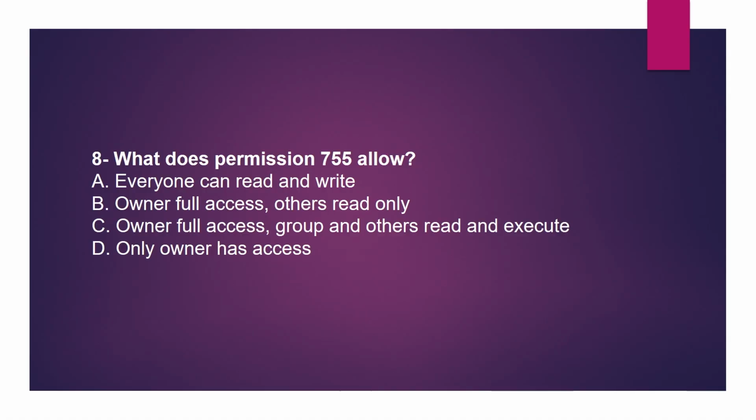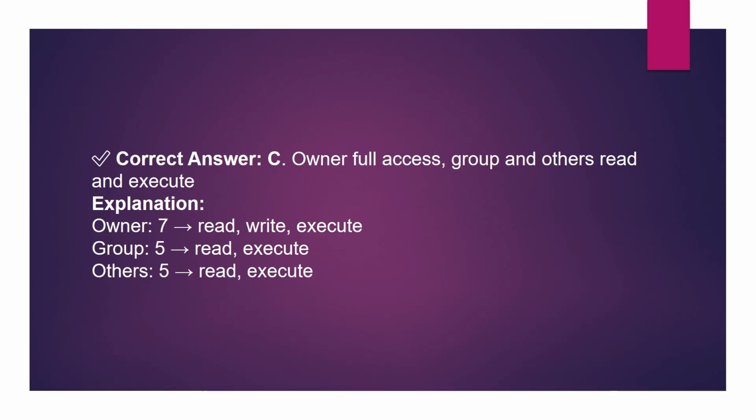Number 8. What does permission 755 allow? Correct answer is C. Owner full access, group and others read and execute. Owner 7, read, write, execute. Group 5, read, execute. And others 5, read, execute.